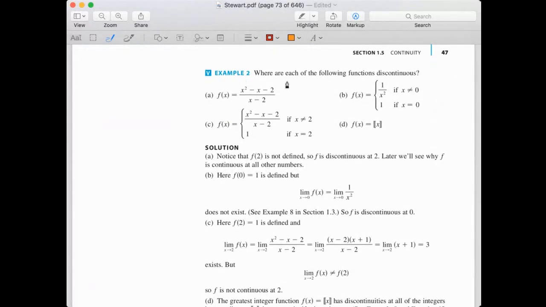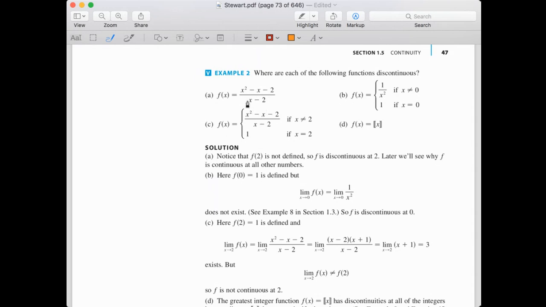Let's see example 2. Example 2 is asking, where are each of the following functions discontinuous? Discontinuous when the denominator equals 0. So the first one, well, let's see. Let's go through the book notation. So the A, B, C, D, we have 4 functions here. Let's say A. A is saying, notice f of 2 is not defined. We cannot talk about f of 2.